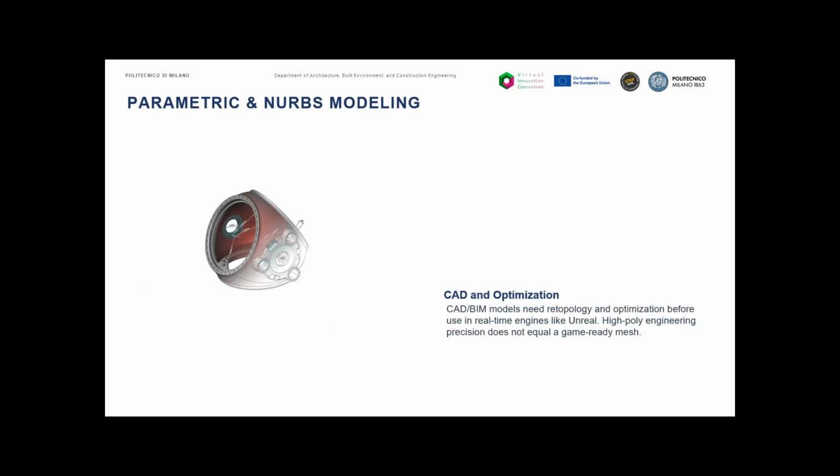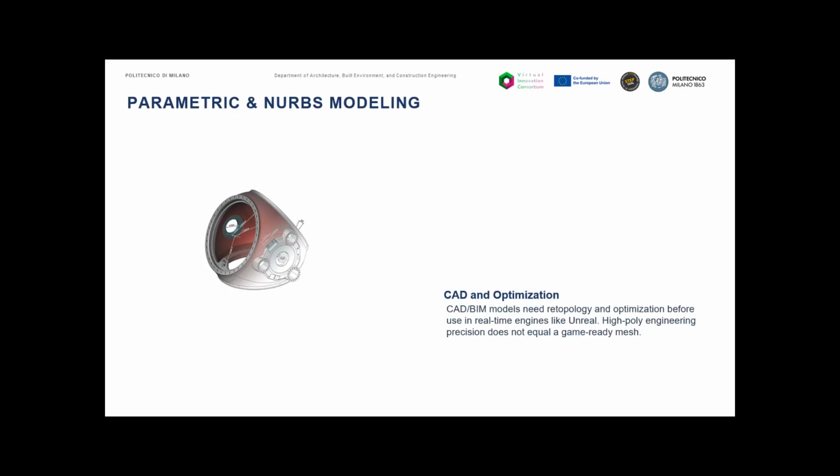And yeah, here, CAD and optimization. This is a pretty explicit one. CAD and BIM models require retopology and optimization before they're used in the real-time engines. Usually, if we think of SolidWorks software, it creates a very heavy geometry because it uses engineering precision. And a game-ready mesh is a very, very different kind of mesh.